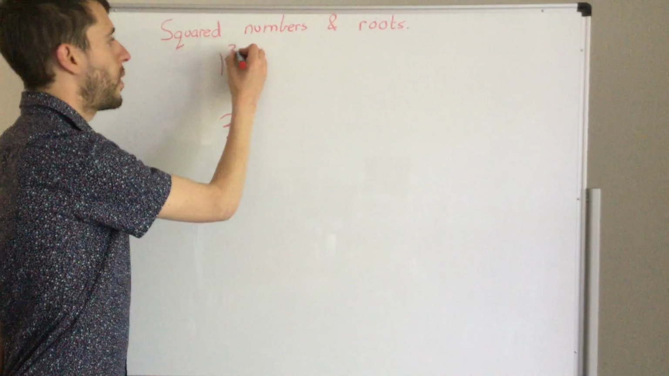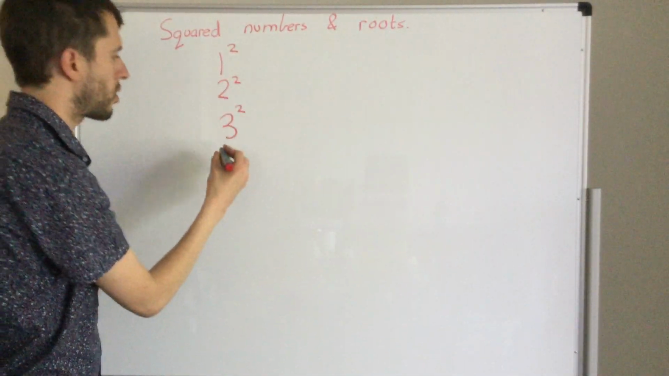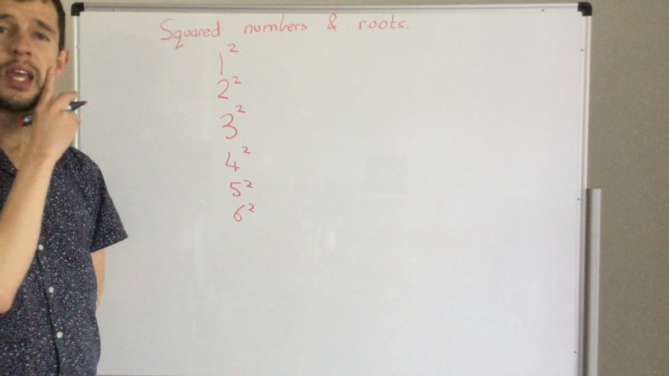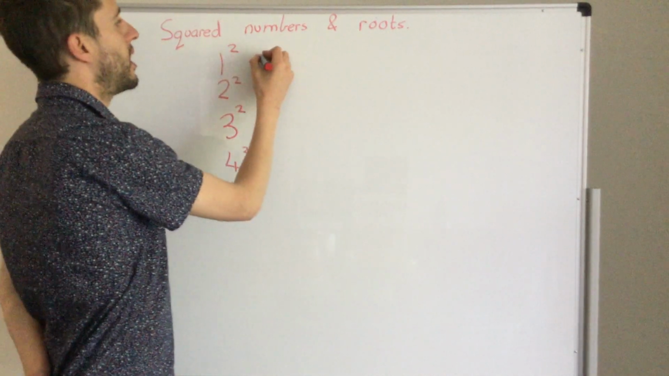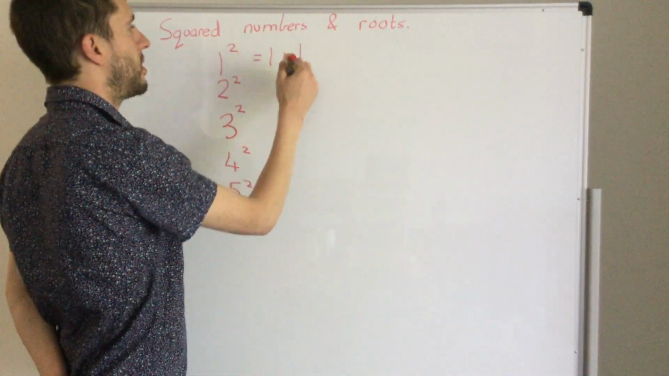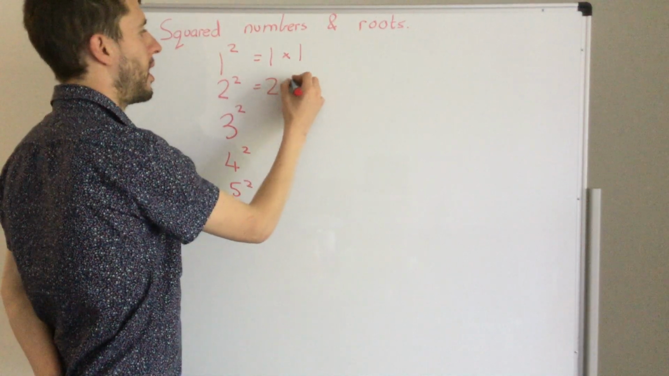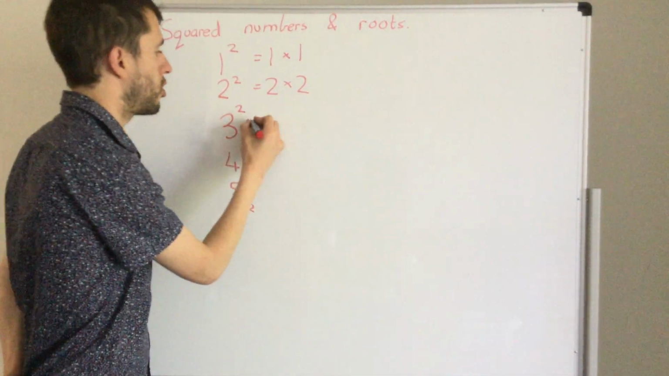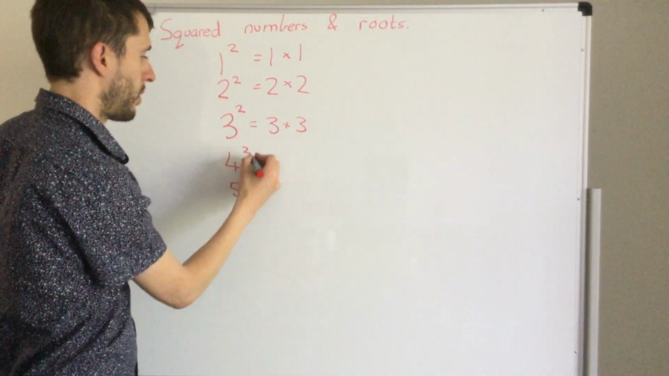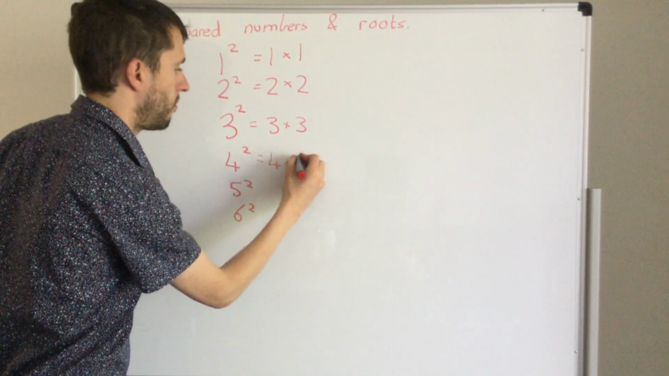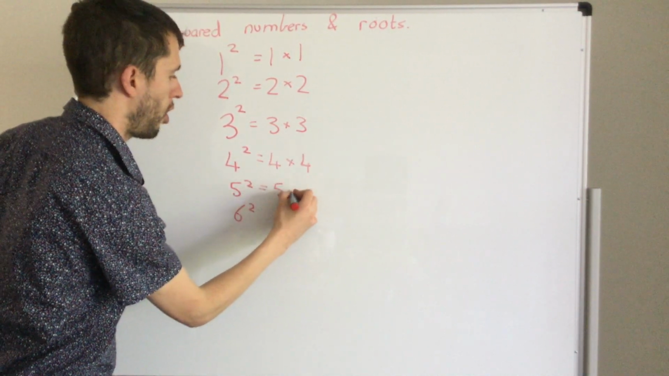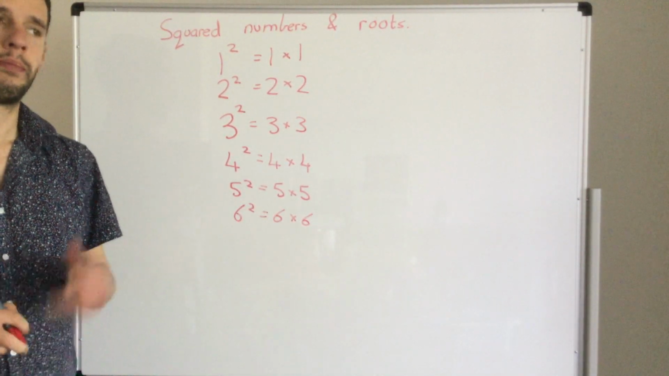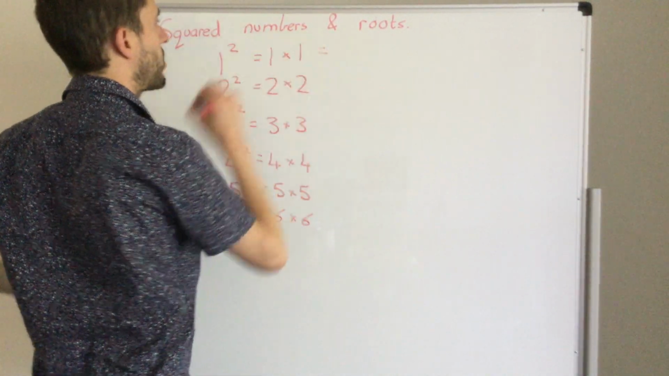So I can have 1 squared, 2 squared, 3 squared, 4 squared, 5 squared. I can do that with any of my numbers, and all that means is 1 times itself, 2 times itself, so 2 times 2, because we've got 2 lots of 2, 2 lots of 3, 2 lots of 4, 2 lots of 5 that I'm timesing, and 2 lots of 6.